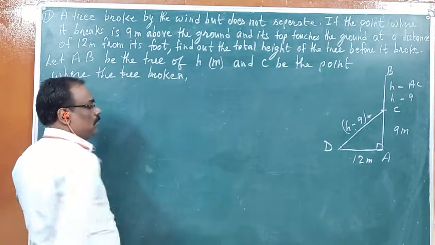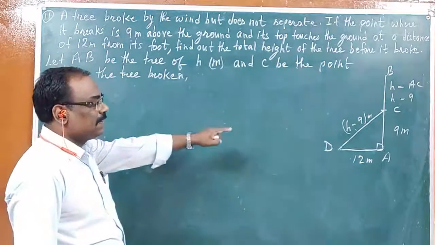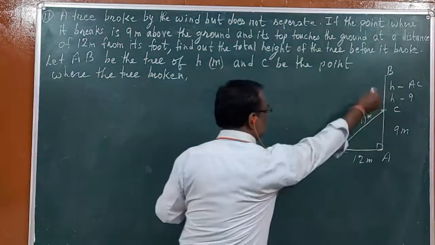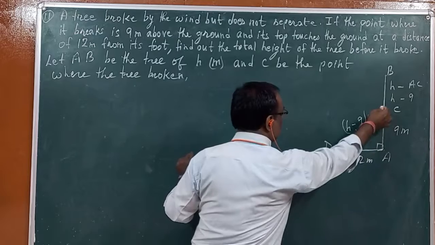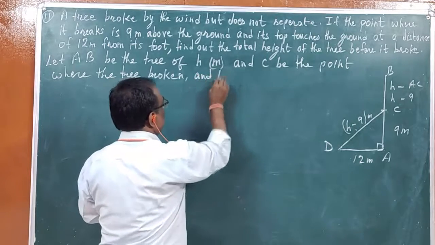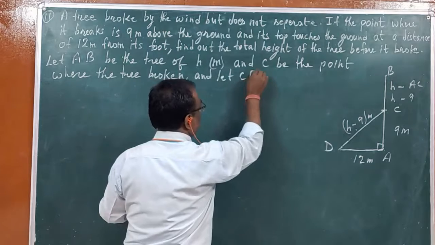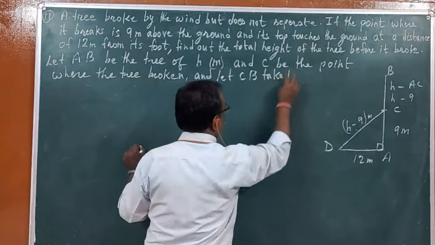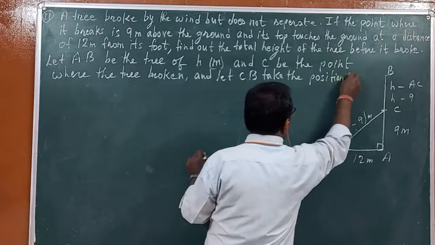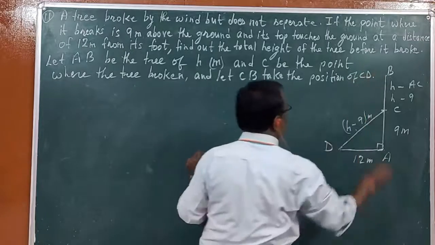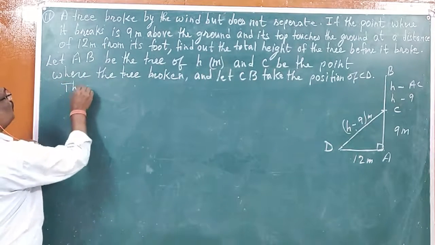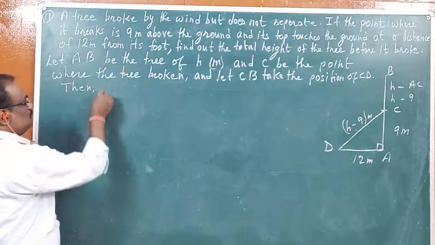Now we can write, and let CB take the position of CD, because it was standing straight, but now because it has fallen down, it has taken the position of C and D.